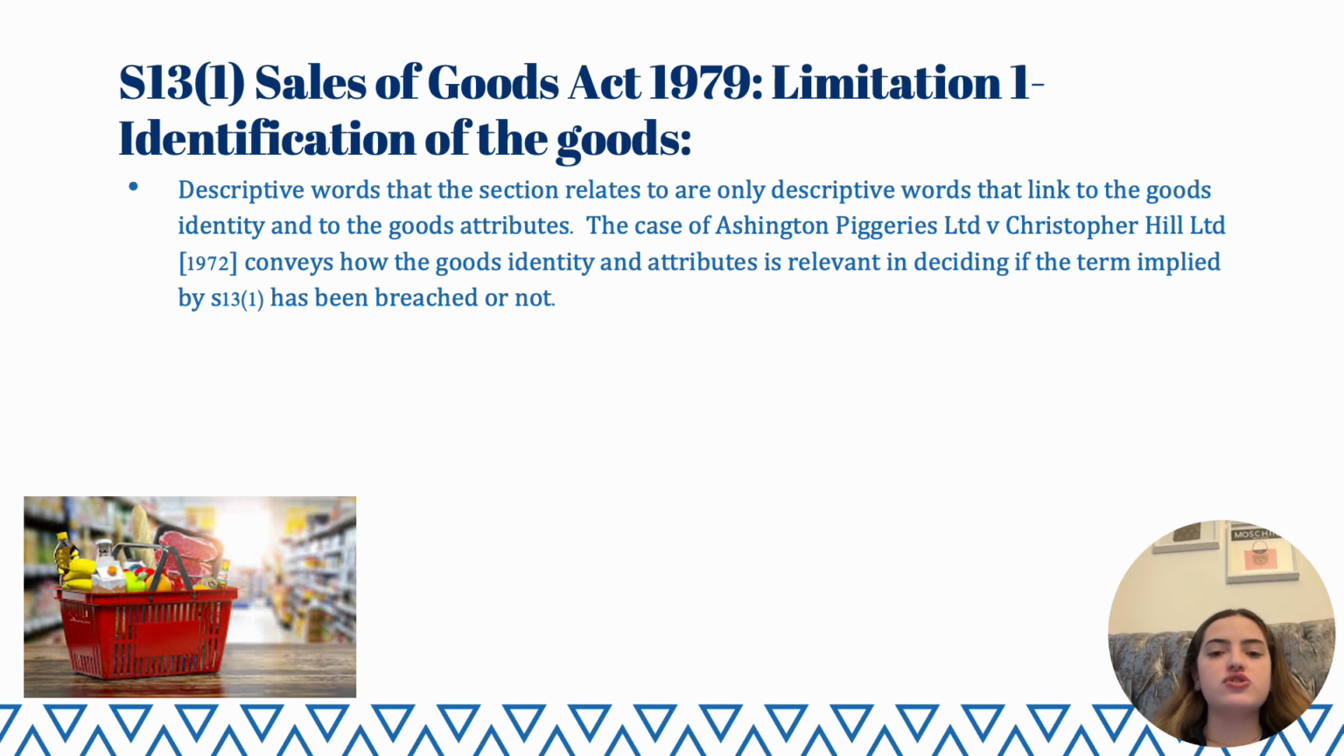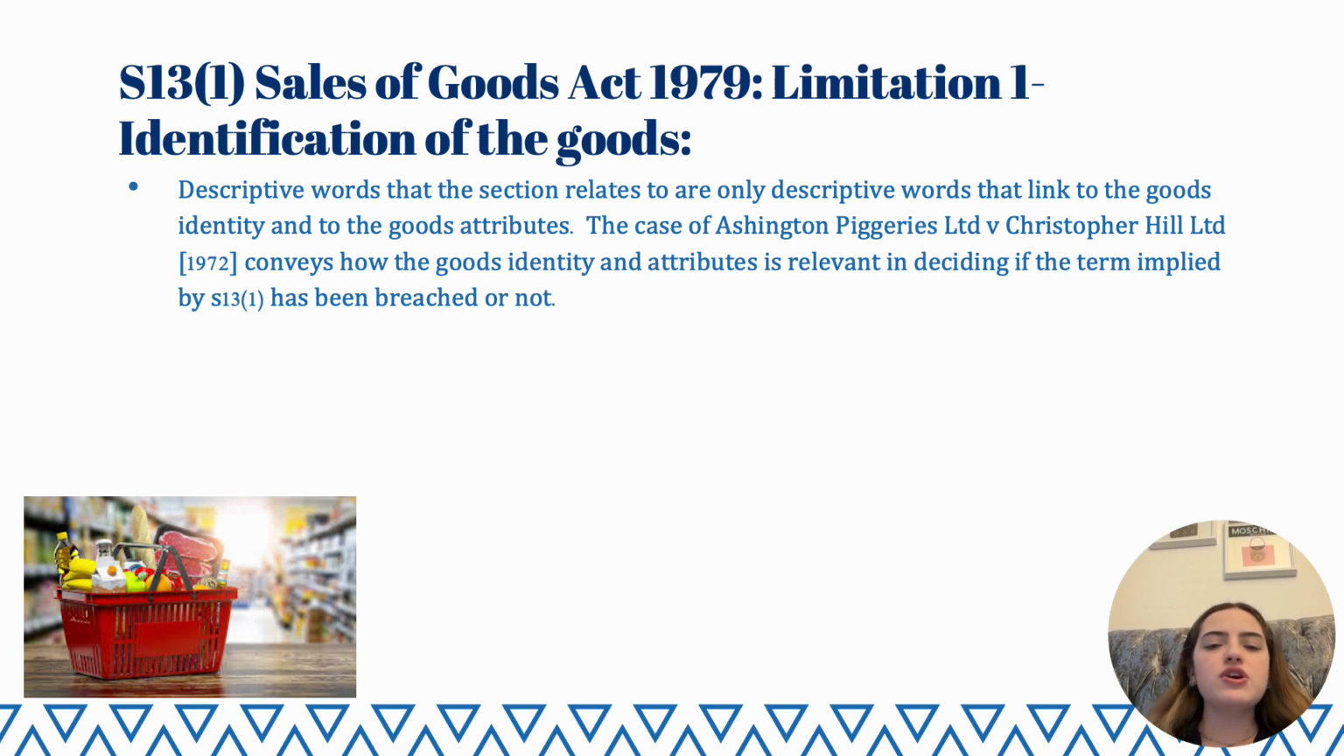Section 13 subsection 1, limitation 1, identification of the goods. Descriptive words that the section relates to are only words linked to the goods' identity and to the goods' attributes, such as quality and fitness of purpose. The case of Ashington Pickeries Limited versus Christopher Hill Limited conveys how the goods' identity and attributes are relevant in deciding if the term applied by section 13(1) has been breached or not.